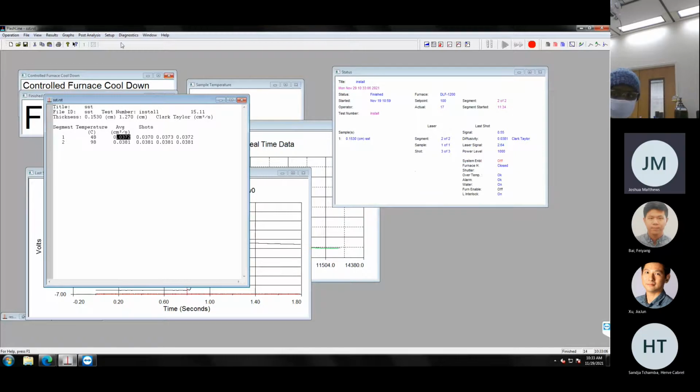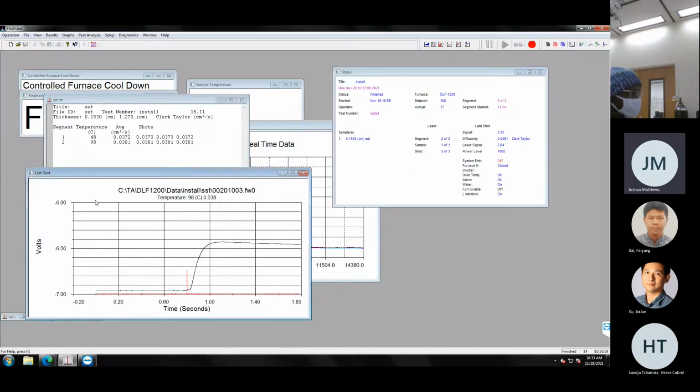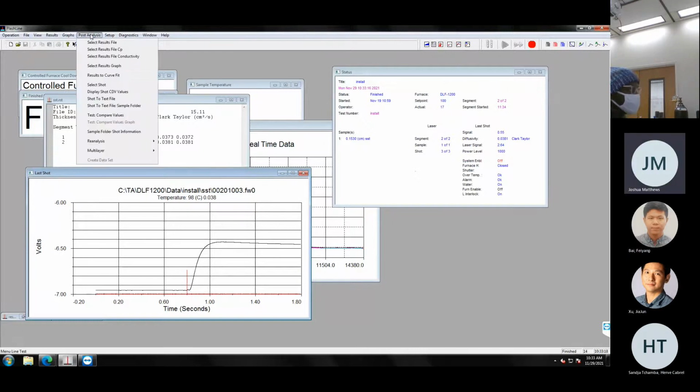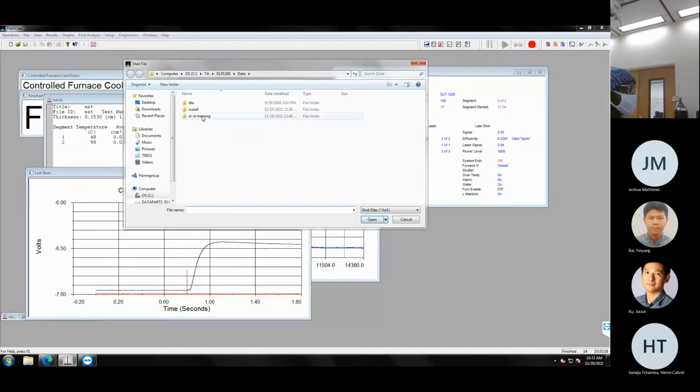So you notice here that only the last shot is displayed. You can look at all of the shots individually if you want to. Go up to post analysis, say select shots. Again, we'll get into our folder, SST, and here are all of our shots. So we can say open all of these.